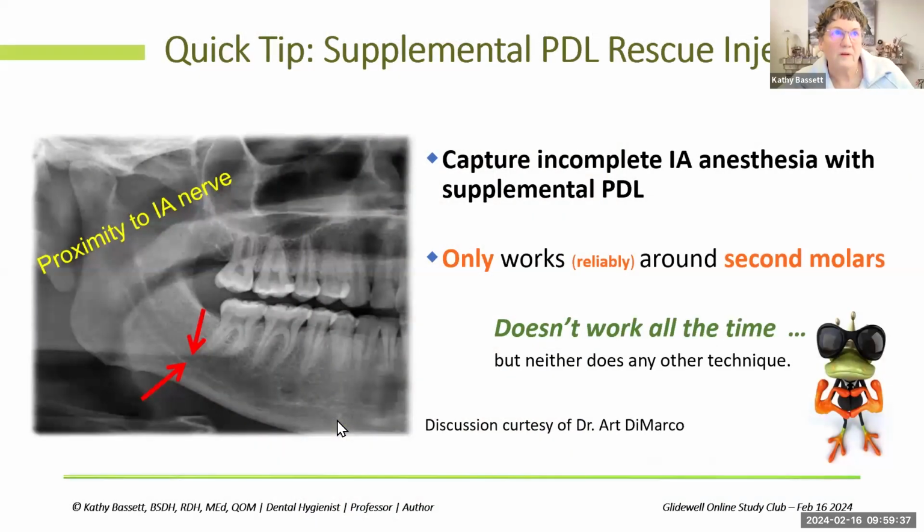And so what we've learned is that you can capture an incomplete IA by simply giving a PDL on the second molar. The solution goes directly down, passes into the canal, and you can actually add that additional anesthesia for the IA at that level. It doesn't work all the time, like any of our other solutions, but we found this to be very effective, and you need to target the second molars to do that.